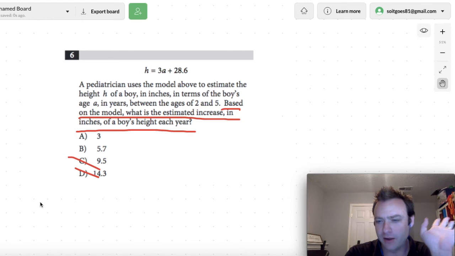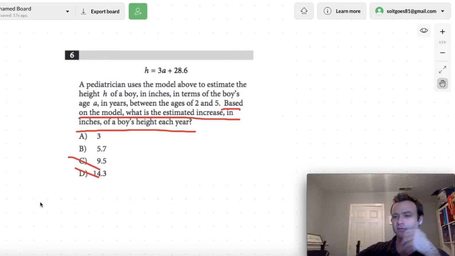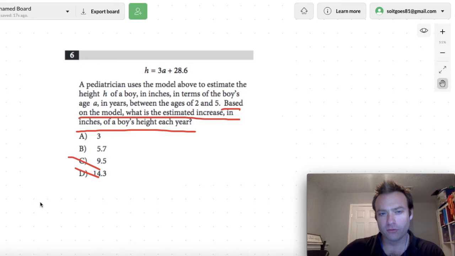I'm not an expert on just the growth of children per year, but just using some common sense, we can eliminate C and D. Does that make sense so far? Yes. Okay. Good. Now, let's go back to that first rule, again plugging in values in place of the variables.